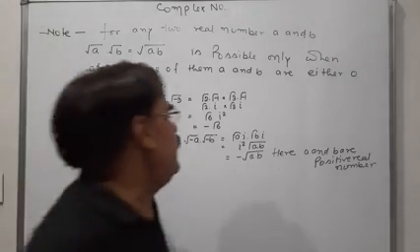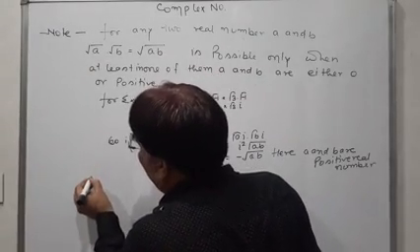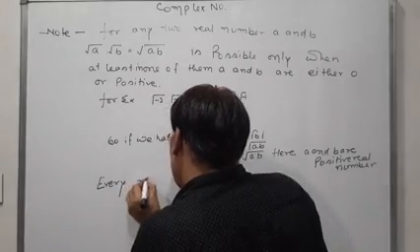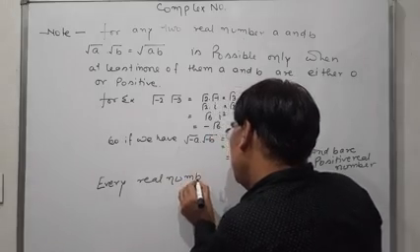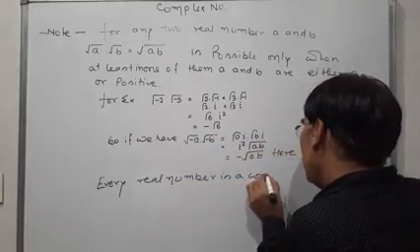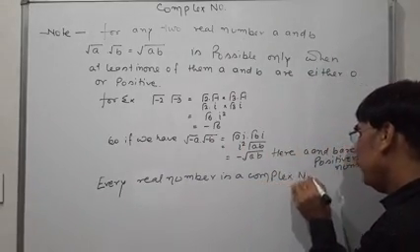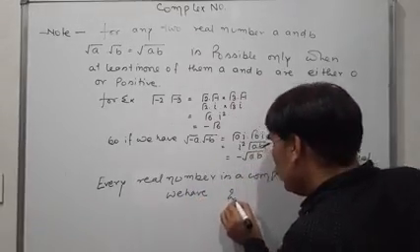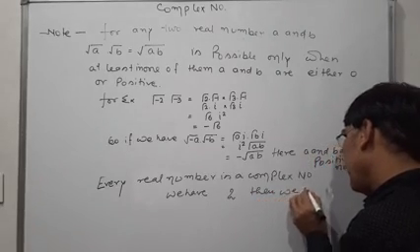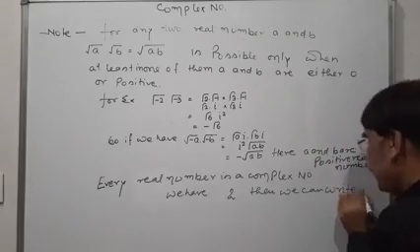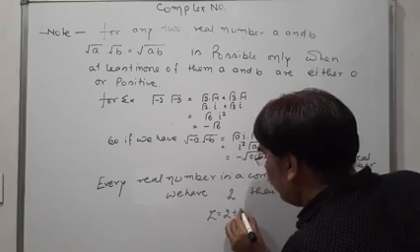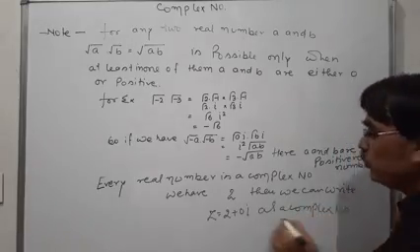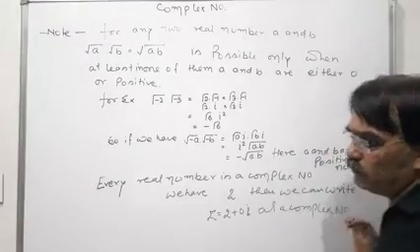In the beginning I have discussed that in the note, it is also said that you can write every real number as a complex number. For example, we have 2. Then we can write z is equal to 2 plus 0i as a complex number. So every real number is a complex number.